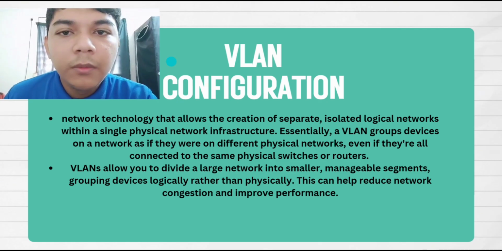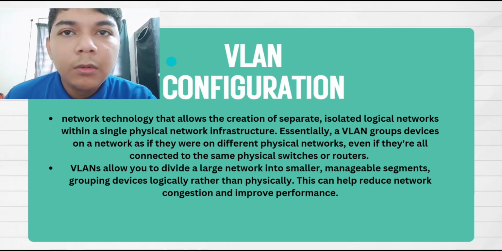Today we will do a VLAN configuration. Before that, we should know the definition and function of VLAN. VLAN, also known as Virtual Local Area Network, is a network technology that allows creation of separate, isolated logical networks within a single physical network infrastructure. Essentially, VLAN groups devices on a network as if they were on different physical networks, even if they are all connected to the same physical switch or routers.